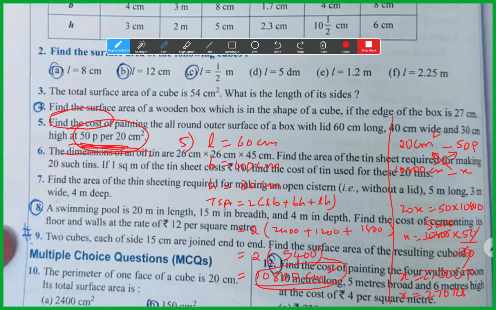And here you can remember, if suppose 50 paise per centimeter square, then directly you have to multiply 10,800 into 50, because per centimeter square means per 1. 50 by 1 you will get. If you do this also, you'll get 50 by 1. So 50 per 20, 50 by 20 came. 50 per 30 centimeters means 50 by 30 will come.